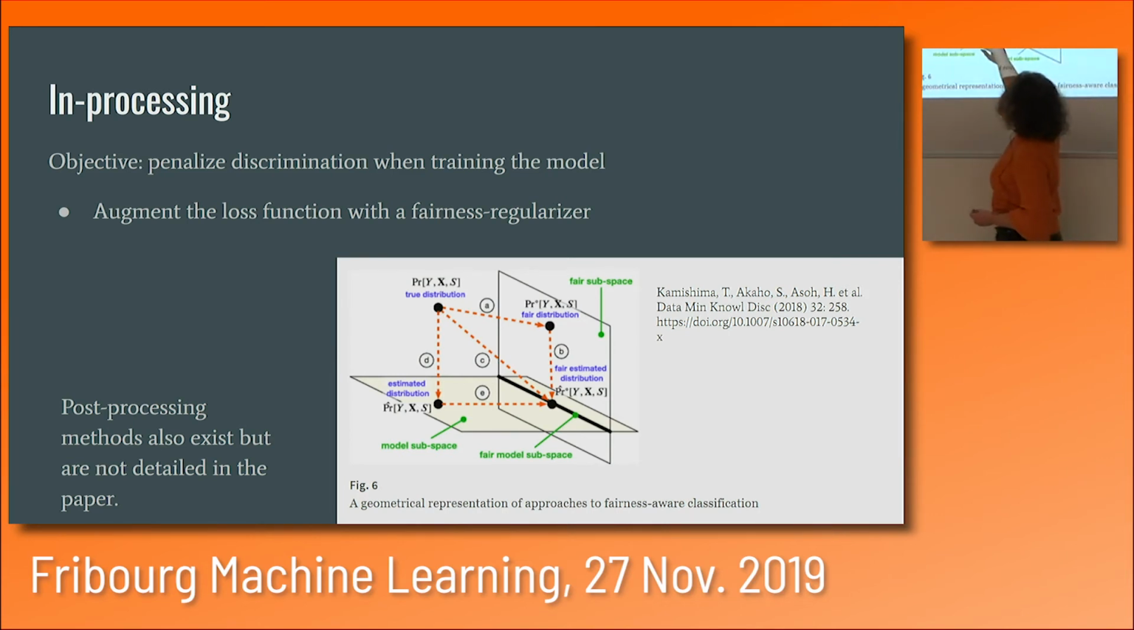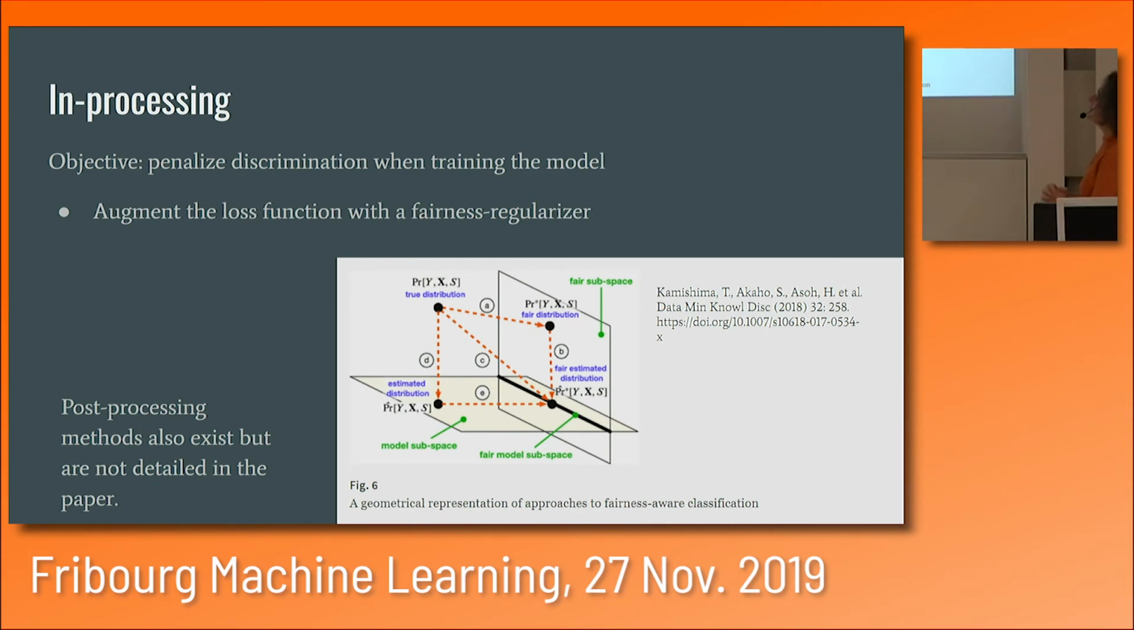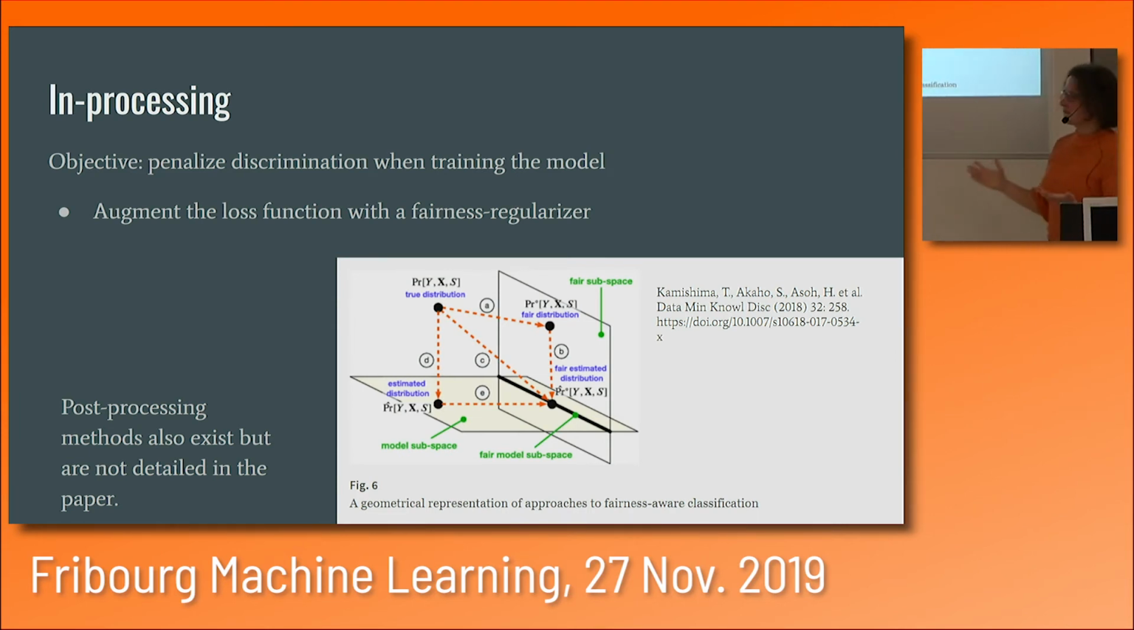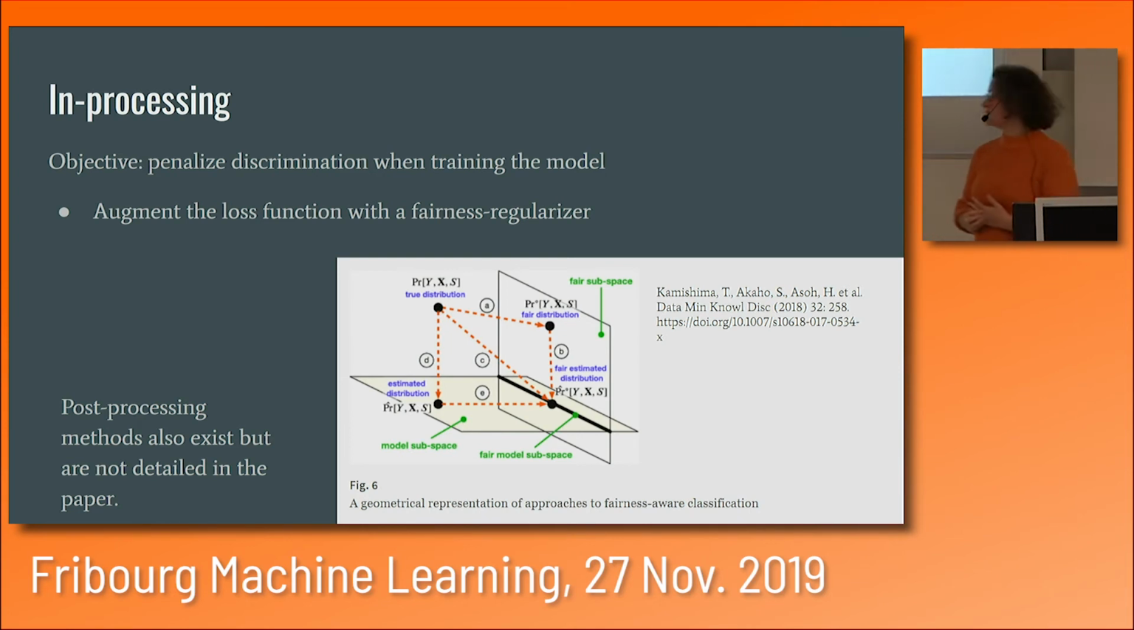You have the true distribution and the estimated distribution. That's basic machine learning, right? But then you have a subspace of fairness. What would be a fair distribution in the real world? And then what you need to arrive at is a fair estimated distribution. So to kind of have a cross between the estimates and the fairness model.